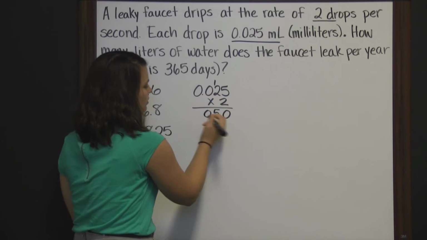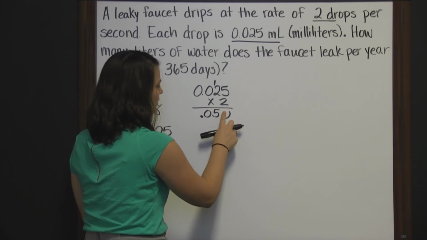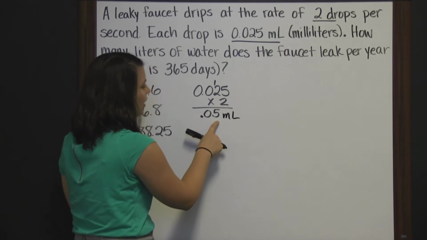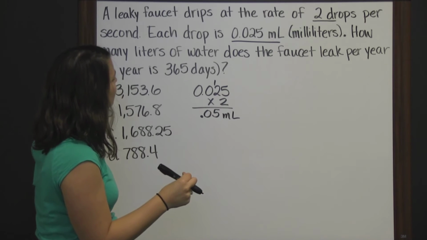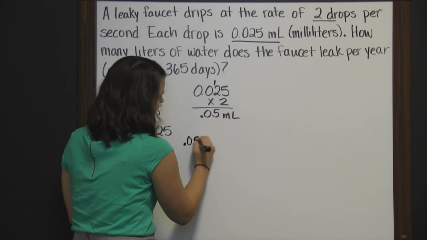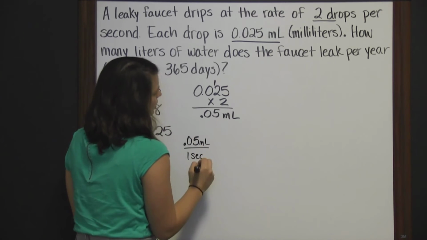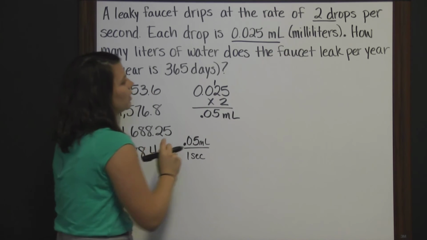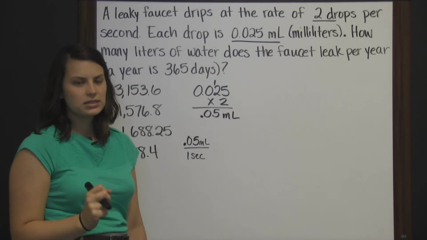We have 3 numbers behind the decimal, so our answer should also have 3 numbers behind the decimal. Really, we can get rid of this 0, it's unnecessary. So it's 500 milliliters of water drips out each second. So that's 1 second. So 500 milliliters per 1 second. But they want to know how much in liters, and we're going to convert that in just a minute, leak out per year. So I need to convert from seconds to years.